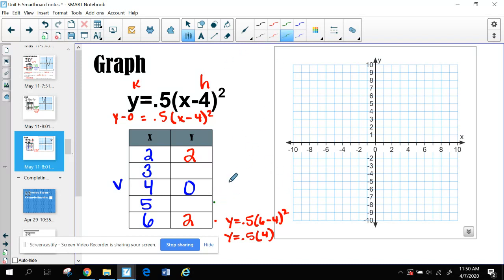Then I'm going to plug in 5. I have y equals 0.5 times 5 minus 4 squared. 5 minus 4 is 1. 1 squared is 1. Half of 1 is 0.5. So both of these have to be 0.5. So I get a point at 2, 2, 3, 0.5, 4, 0, 5, 0.5, and 6, 2.